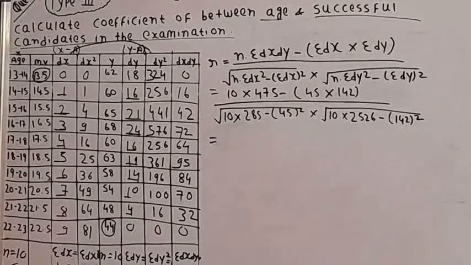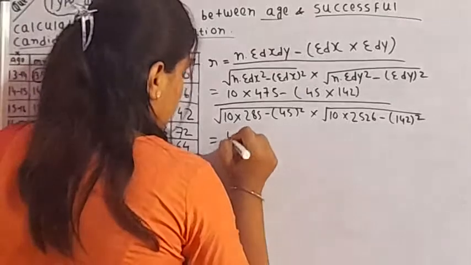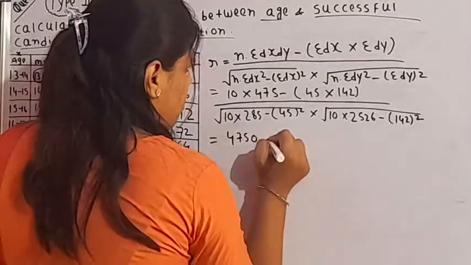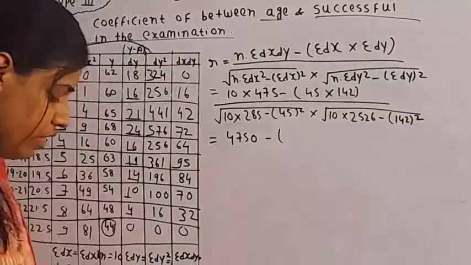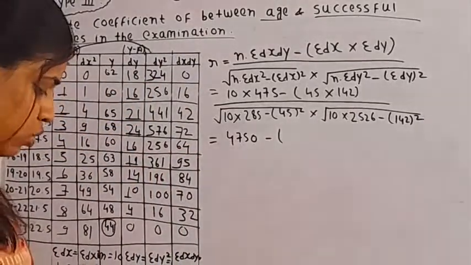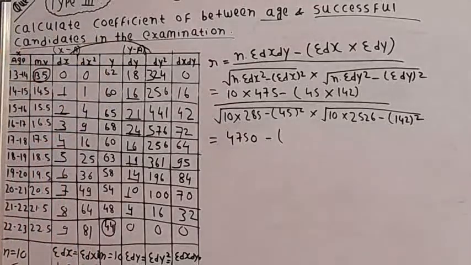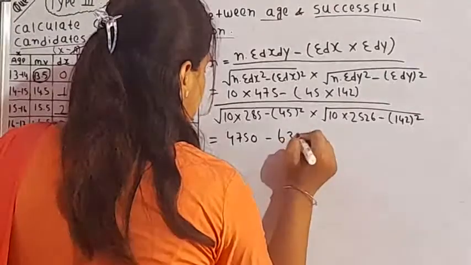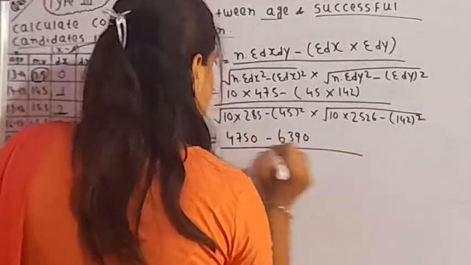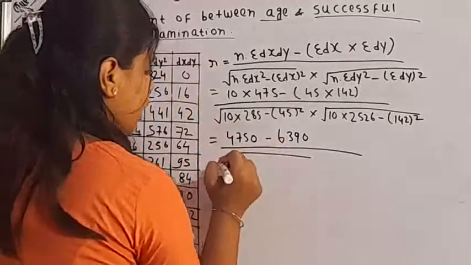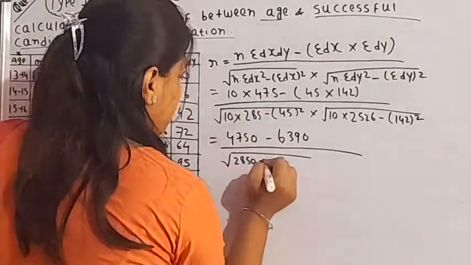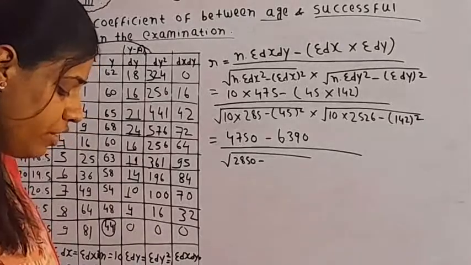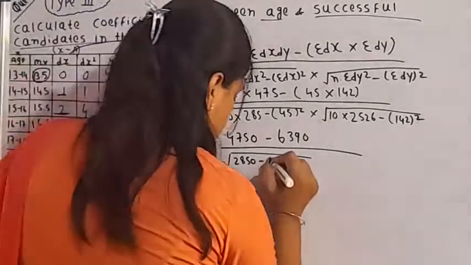Now what is the next step? We have to go for the computation. So 10 into 475, 4750, minus 45 into 142. So it will come to 6390. Then 10 into 285, 2850, minus 45 square. 45 into 45, it will be 2025.